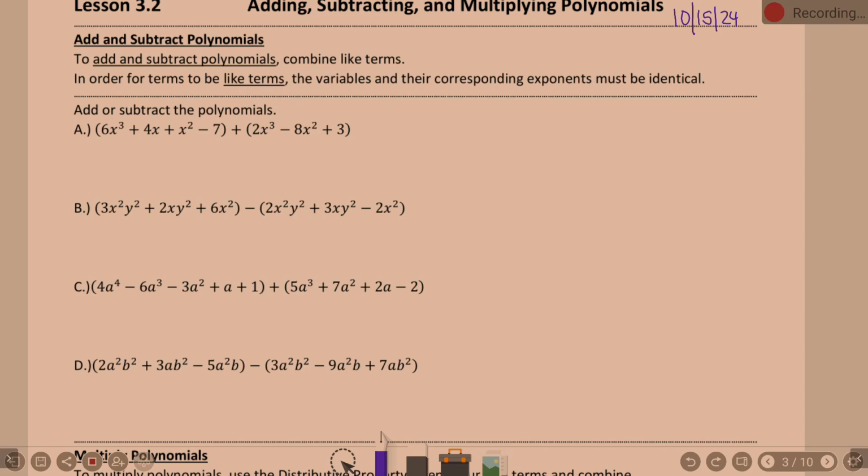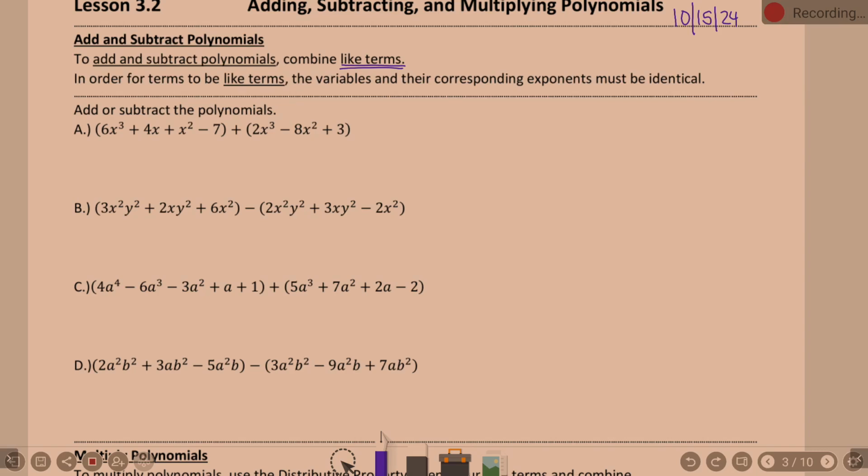Okay, so the first half of the lesson is adding and subtracting polynomials. In order to add and subtract polynomials, you guys know the drill. What do we need to do? We need to look for like terms. In order to add and subtract, we are adding and subtracting like terms. For terms to be like terms, the variables and their corresponding exponents must be identical.